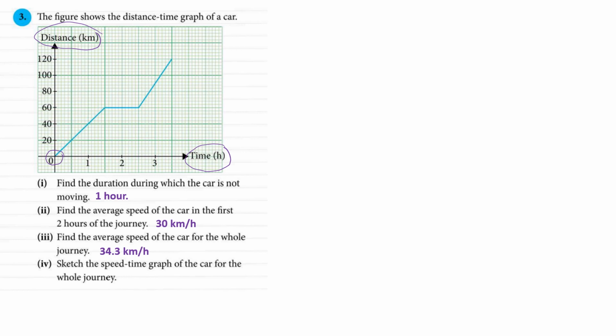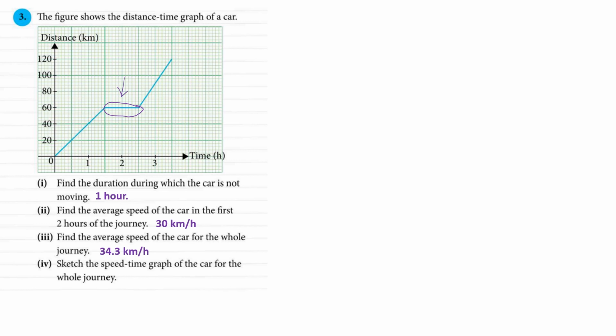And if you see this part of the graph, the car is actually traveling at a constant speed up to 60 kilometers, and then you see that it stays at 60 kilometers for a certain period of time. So that period of time is what we're interested in. This portion here is the part where the car is not moving.